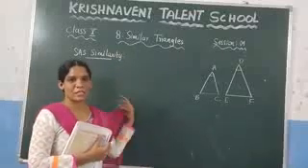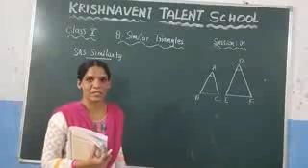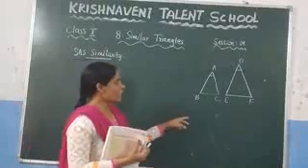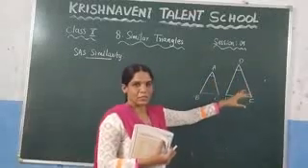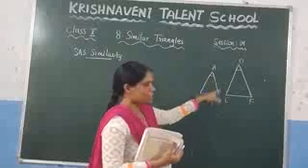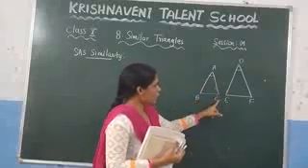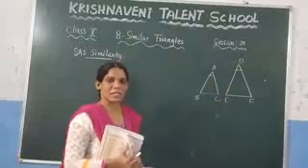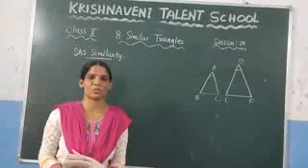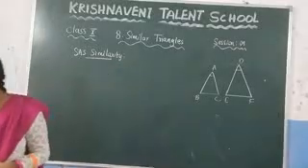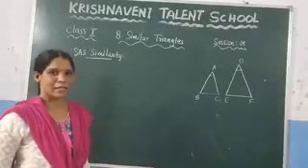If these two conditions are satisfied, then according to the SAS similarity, you can say that these two triangles are similar. So here, what is given is angle A is equal to angle D, and the included sides are proportional. That means AB by DE is equal to AC by DF. Based on these two conditions, we have to prove that these two triangles are similar. Now, write what is given, what we need to prove, and the construction.